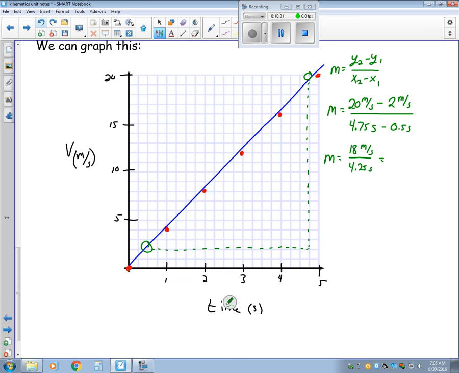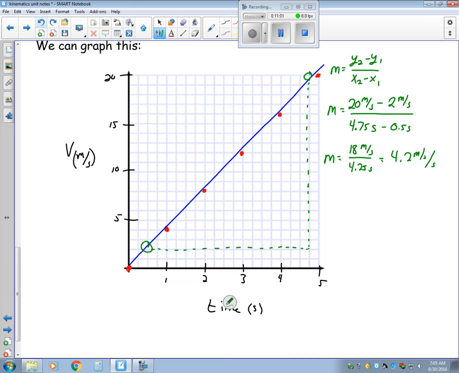So let me grab my calculator. And I'm getting like 4.2 meters per second per second. So again, it should have been 4 meters per second per second, but I freehanded this. If you do this on your own, I think you'll find that you get really, really close to 4.